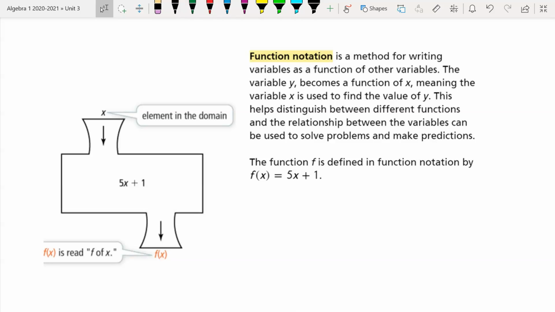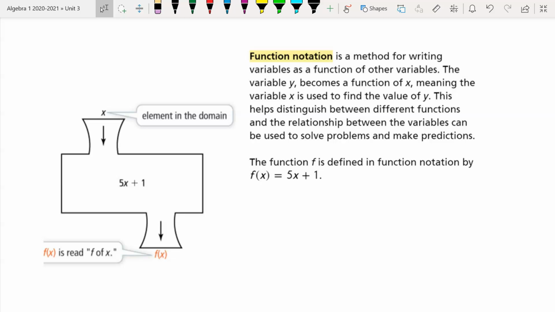So function notation is a method for writing variables as a function of other variables. The variable y becomes a function of x, meaning the variable x is used to find the value of y. This helps distinguish between different functions, and the relationship between the variables can be used to solve problems and make predictions. The function f is defined in function notation by f of x equals 5x plus 1.